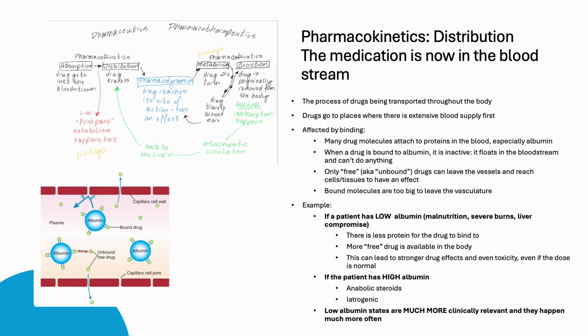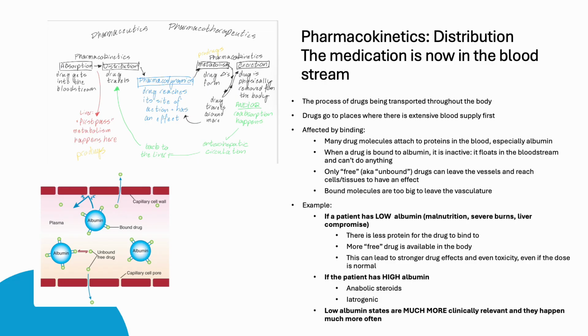If the patient has high albumin, that can affect distribution as well. High albumin is pretty rare. I don't know if I've ever actually seen a high albumin state, except for a couple patients that were using anabolic steroids. Iatrogenic means it's caused by healthcare. Sometimes we give people albumin infusions. So you can have high albumin from an albumin infusion, but it gets cleared eventually.